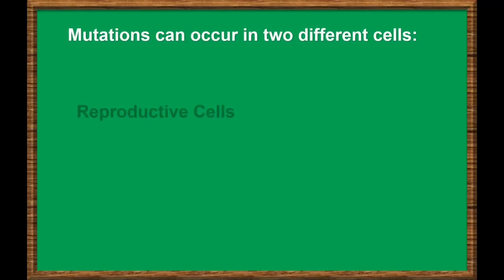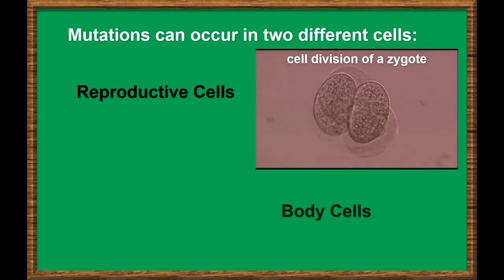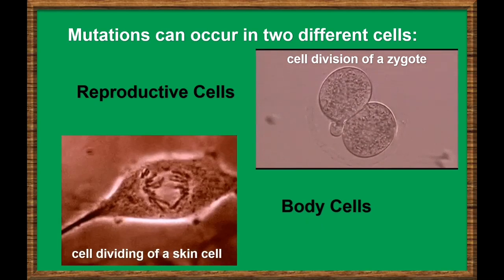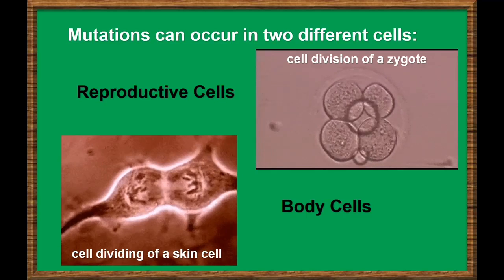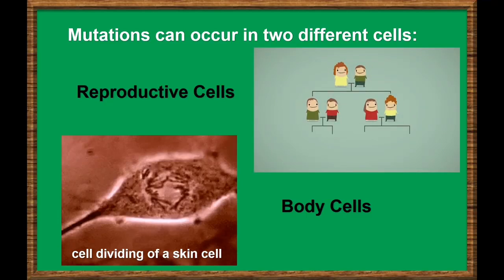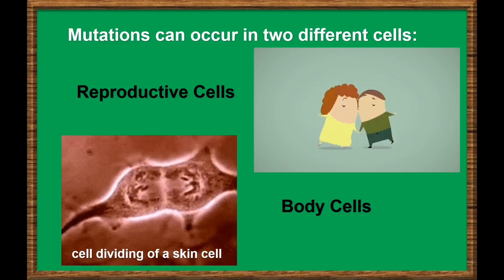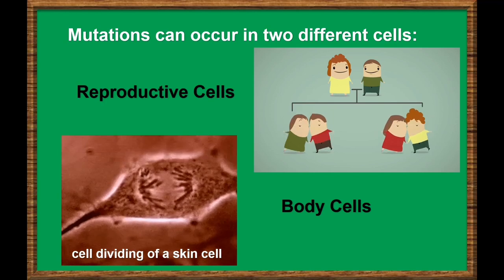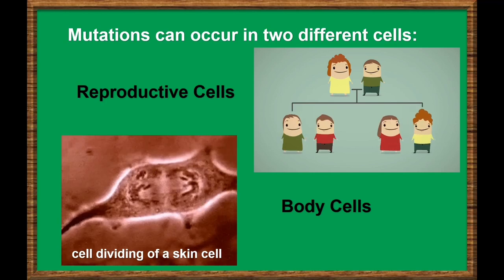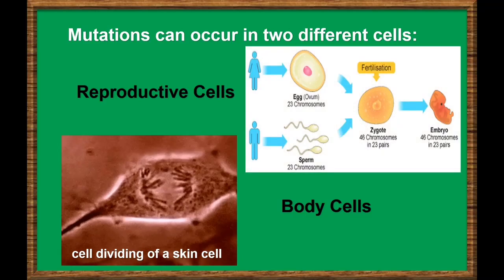Mutations can occur in two different types of cells: the reproductive cells and the body cells. Remember that only mutations in sex cells or reproductive cells pass on to offspring. Mutations can affect the reproductive cells of an organism by changing the sequence of nucleotides within a gene in a sperm or an egg cell. If these cells are fertilized, then the mutated gene becomes a part of the genetic makeup of the offspring.